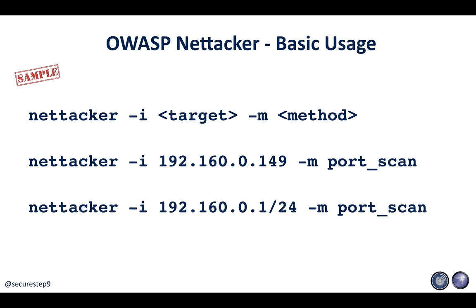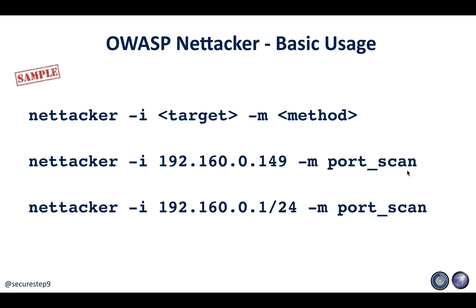So the basic usage of OWASP Nettacker is that you have to provide two command line switches as a minimum. It's -i to specify the target and -m to specify the method or module. Which module would you like to use? So for example, if you wanted to use Nettacker as a replacement for Nmap and you would like to use it to perform a port scan, you would specify Nettacker -i, and then you will provide the IP address, and then you will specify port scan as the module.